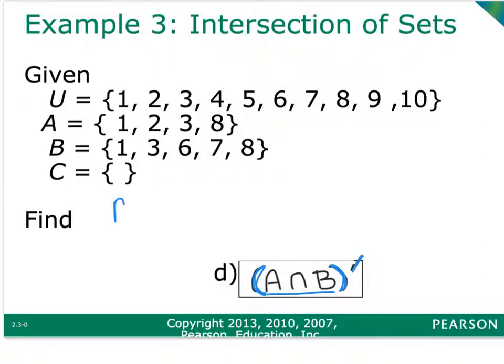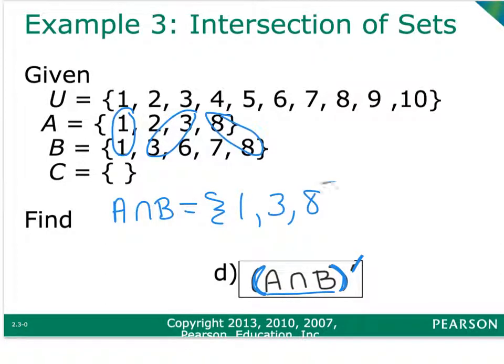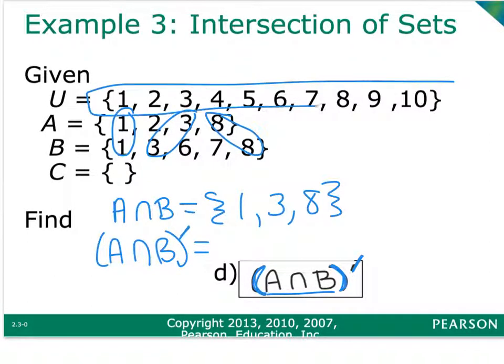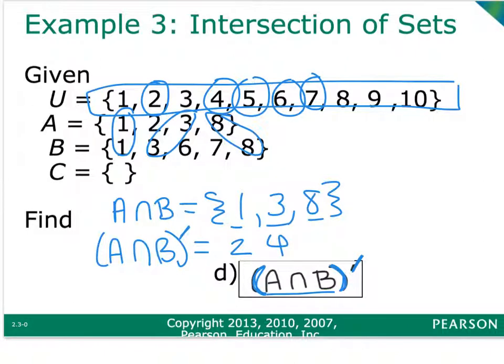Okay, so let's first find the intersection of A and B. Okay, so remember, this is what A and B have in common. So A and B have the numbers 1, 3, and 8 in common. Okay, so once we know what the intersection is, now we want to find the complement of the intersection. So these are the numbers that are in the universal set that do not happen to be 1, 3, or 8. So that would be the numbers 2, 4, 5, 6, 7, 9, and 10.